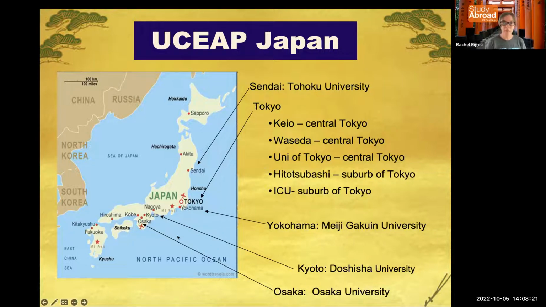So here's a map of Japan, and it shows you the different locations that we go to. You can see we have an exchange agreement with Tohoku University in Sendai. We have several locations in Tokyo that we partner with different universities, Yokohama, Kyoto, and Osaka as well. And EAP tends to partner with the top tier universities in Japan.